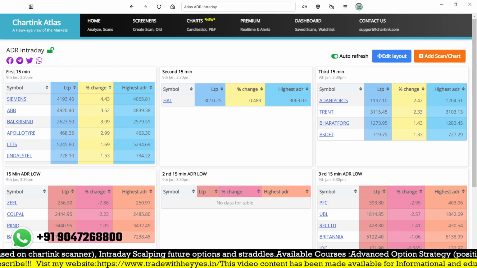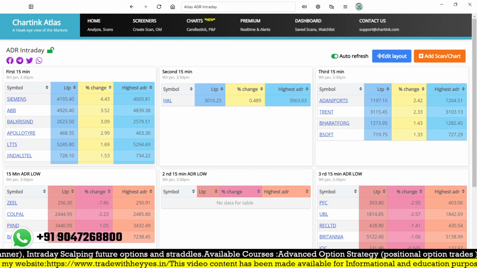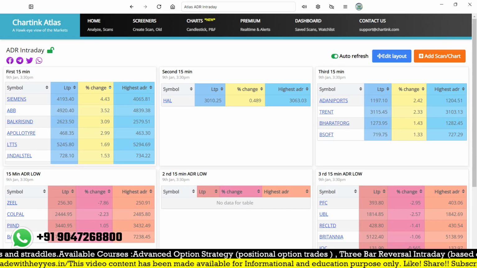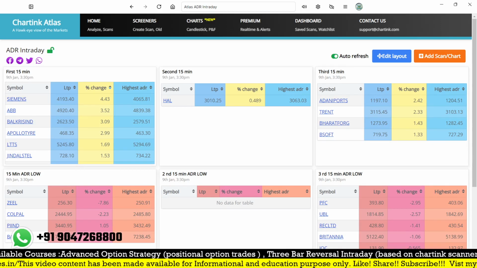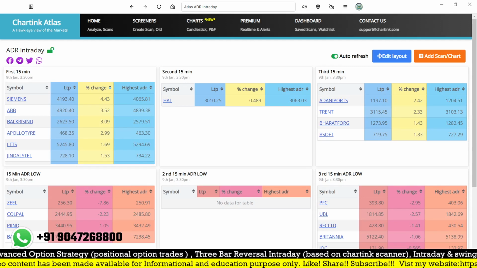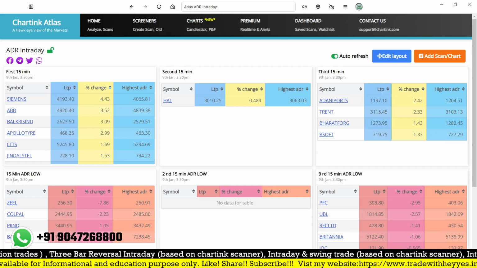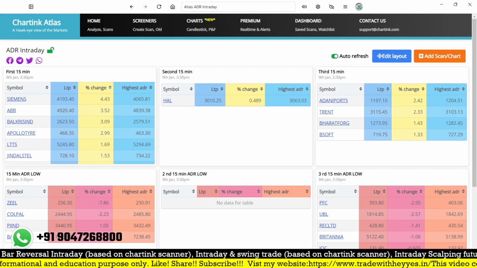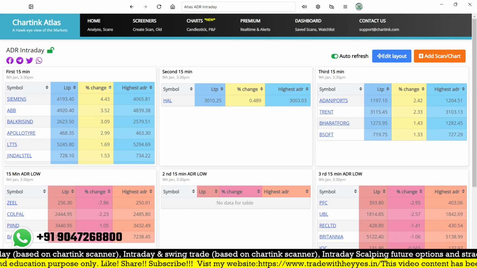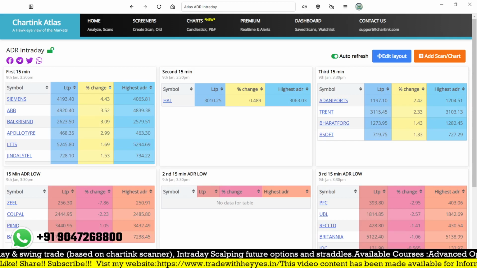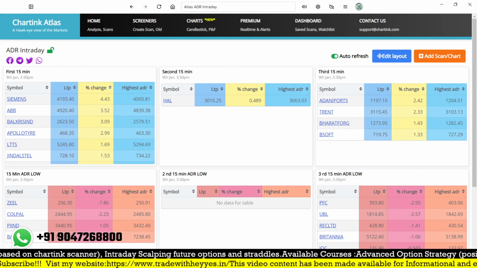In this video I'm going to discuss this ADR scanner which I am creating for intraday stock option trading. By using this ADR indicator, which I derived from a TradingView indicator, we created a customized indicator and we find out the first 15 minutes, second 15 minutes and third 15 minutes. If the stock closes about to that ADR level, we are going to focus on it for a breakout opportunity.